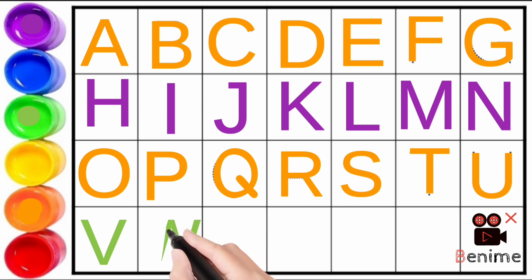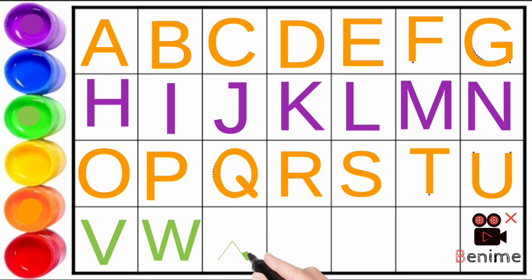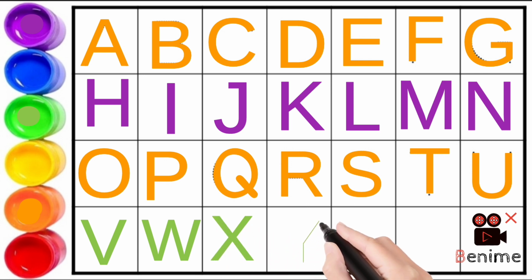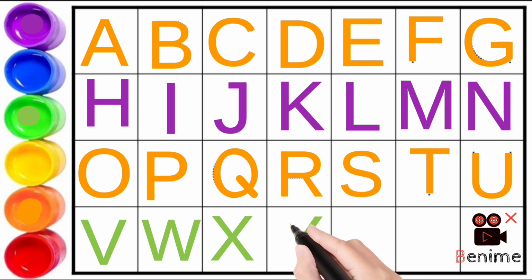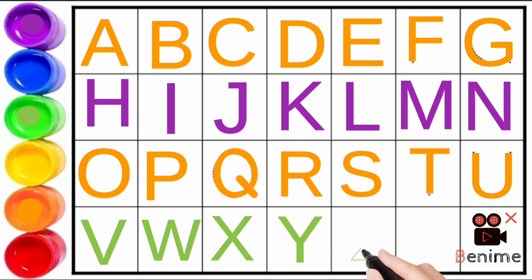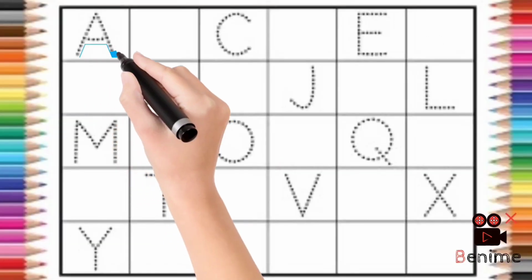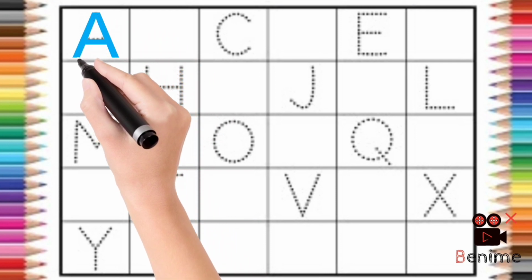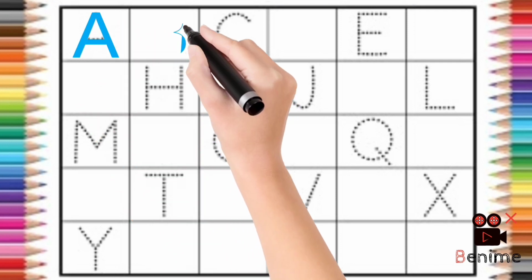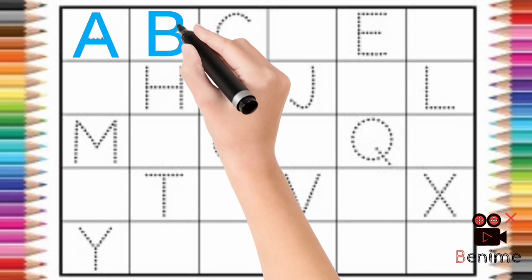W. W for whale. X. X for x-ray. Y. Y for yacht. Z. Z for zoo. A. A for aunt. B. B for baby.